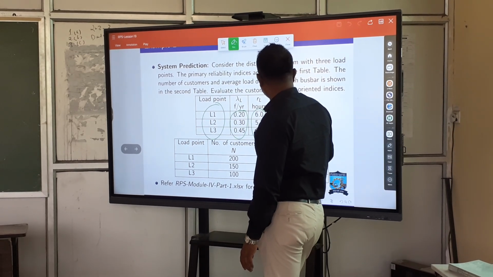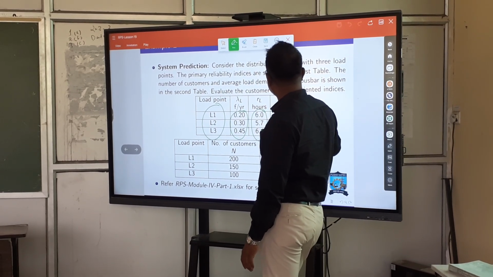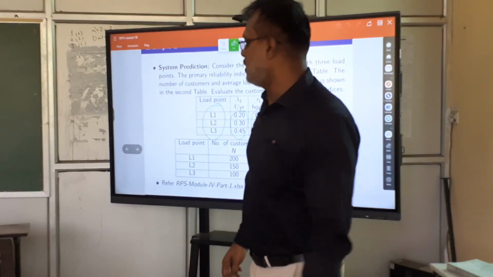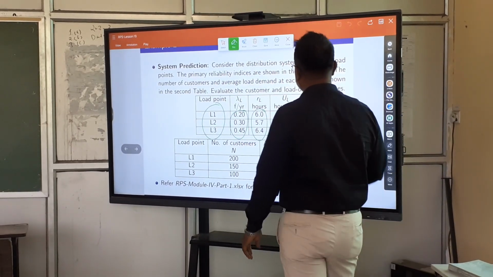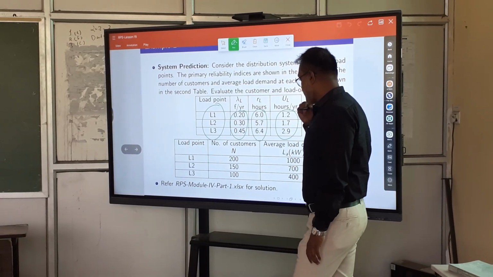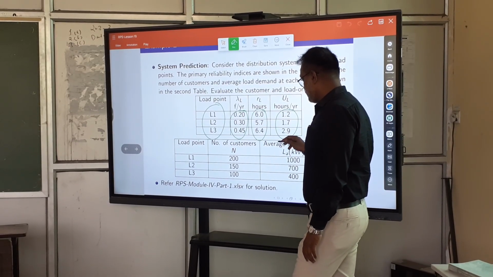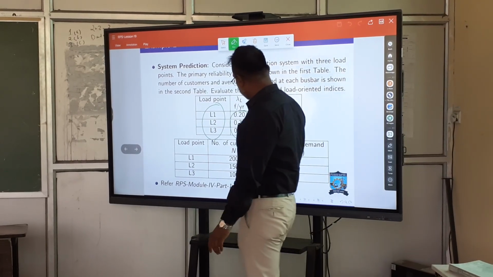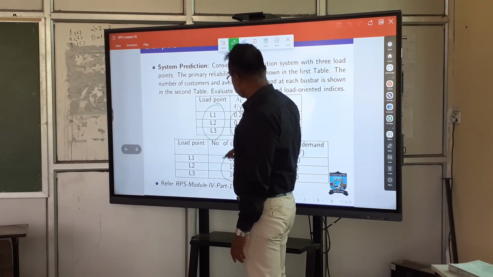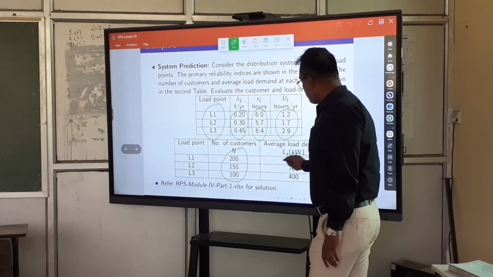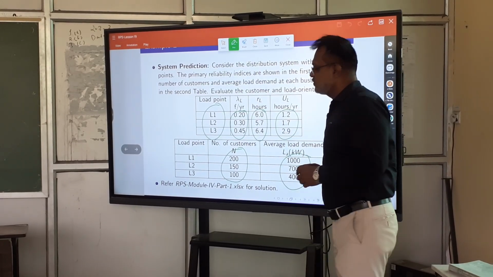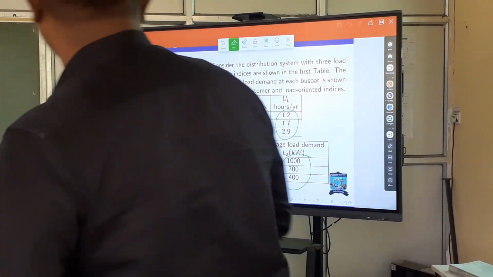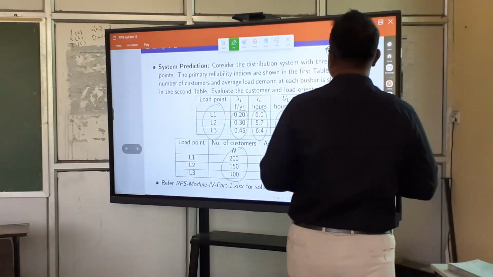And what is this? U is annual outage rate. R is the outage rate for the component, whereas U is annual. Number of customers, kilometer distance. Number of customers or road points. And average road cost. So again we are going to calculate.